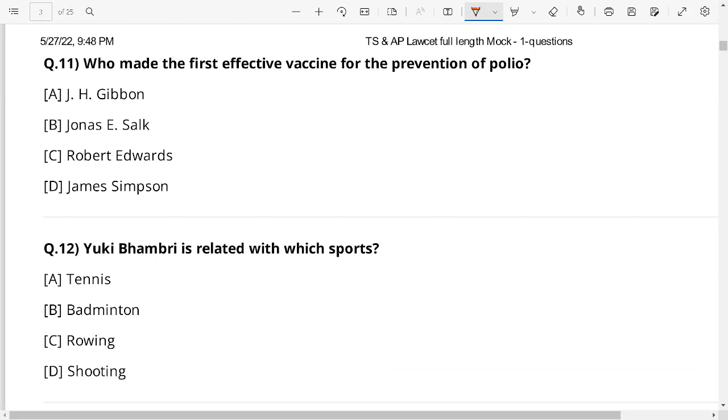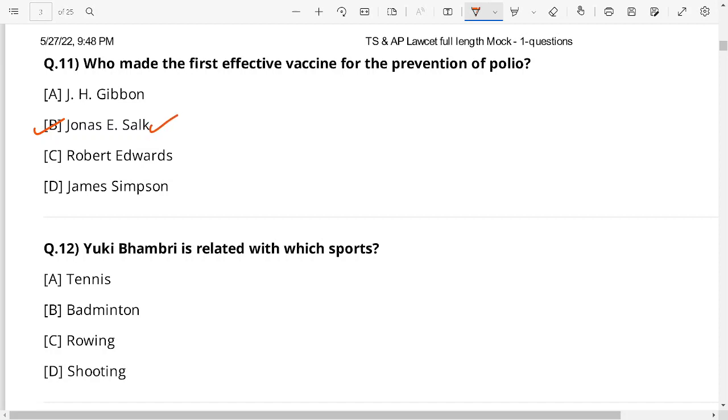Next question. Who made the first effective vaccine for the prevention of polio? The right answer will be option B, that is Jonas E. Salk. The invention of the polio vaccine is one of the most notable inventions in the medical field. It led to a great breakthrough in the fight against polio, which was one of the leading causes of deformities and deaths in the world. Jonas Edward Salk is acknowledged as the first person to successfully come up with the polio vaccine. He was an American scientist and virologist.